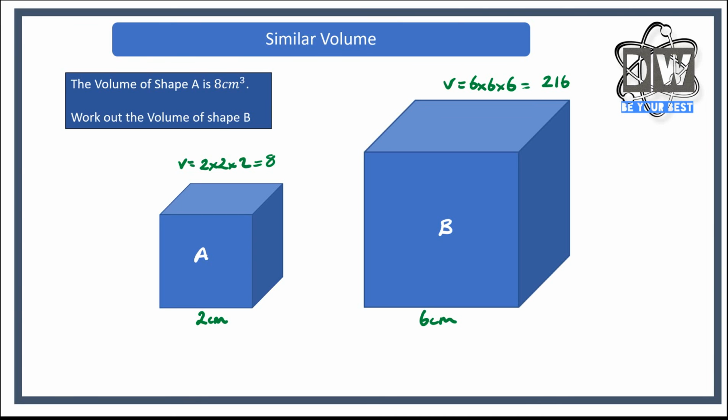Now, remember what we do. What's the scale factor of enlargement? The scale factor of enlargement is 3, because 2 into 6 is times 3. We take our 3 and we cube it, and we end up with 27. We take our 27 and we times it by the volume that we had, 8. So 27 times 8, or 8 times 27, magically gives us 216 centimeters cubed. Now, I've proved it twice.